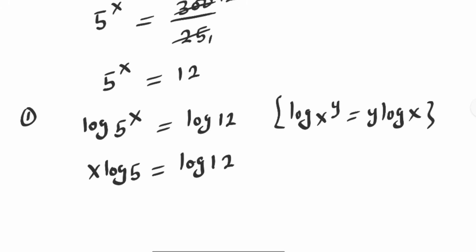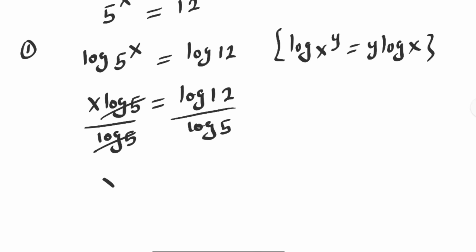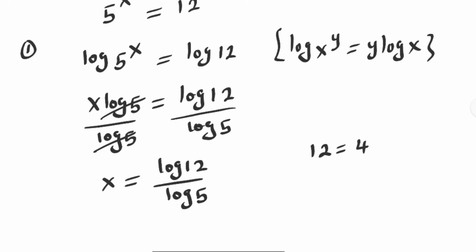Let us divide both sides of this equation by log 5. This log 5 cancels this log 5. x is equal to log 12 over log 5. 12 is equal to 4 multiplied by 3. Then 4 is equal to 2 squared.